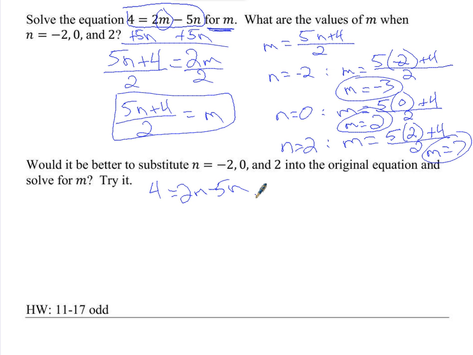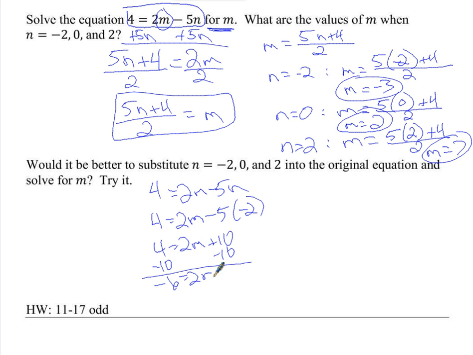Let's try the first one. I take -2 and I plug it in. So I'm going to write 4 equals 2m minus 5, parentheses, -2. So to solve this thing now, I multiply these two numbers together. 4 equals 2m plus 10. Then I got to subtract 10 from both sides. And I get -6 equals 2m. And then I divide both sides by 2, and I get m equals -3. So I got the same answer.